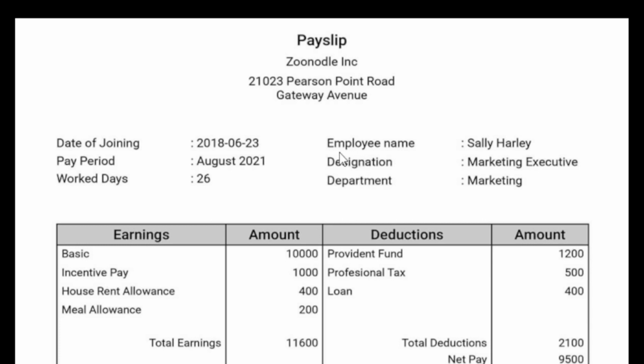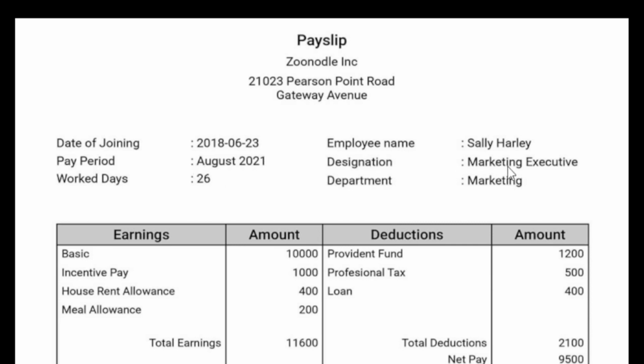Well, there it tells us, employee name, Sally Harley. So now we know who the individual is. We know that they're working for this particular company. They might ask you now, when did Sally join the company? Well, there we can see date of joining. They might even rephrase it as when was Sally employed? When did she start her employment at the company? And there we can see. Now, the pay period is for August. So it's looking at the month of August that she was paid for.